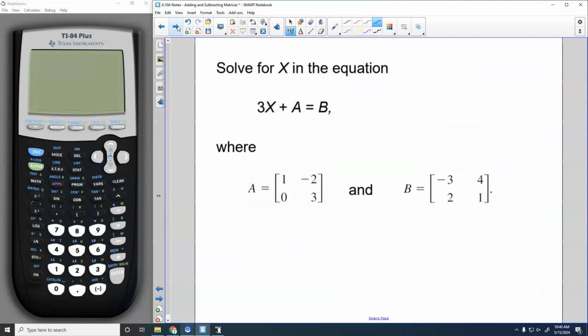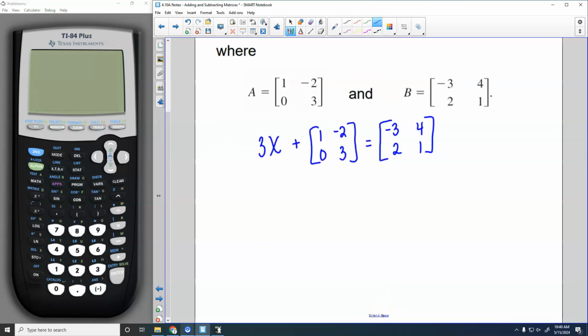Okay. Now this one is our last one that we're going to do today, and it's a little bit different here as well. We got 3x plus a equals b, and they're asking us to plug these values in. It's similar to what we were doing before, but they're asking you to substitute. So you would have 3x, which is what we're trying to solve for, so it doesn't get replaced, plus the matrix 1, -2, 0, 3, equals -3, 4, 2, 1.